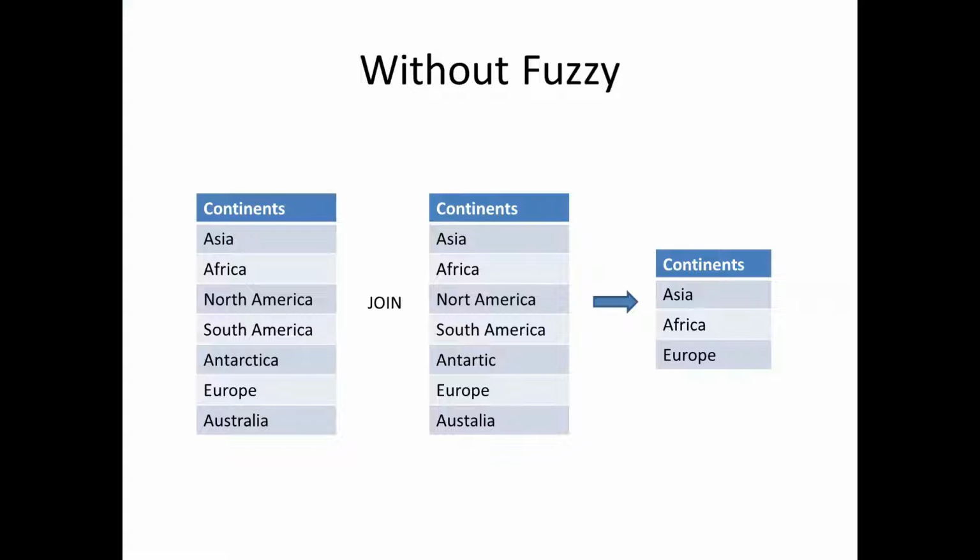So without fuzzy matching, if you match two tables, it will be like this. This is the first table and this is the second table. Just think of this as the left table and this as the right table, and we are trying to use a left join. In the left join, it will take whatever data is in the left table and compare it with the data in the right table. If the left doesn't match the right, only the left will be shown.